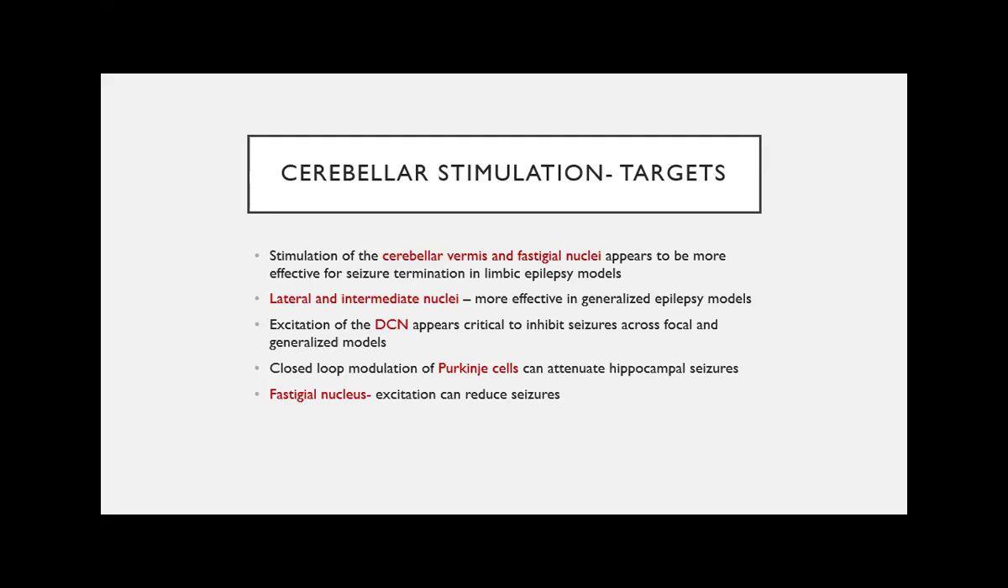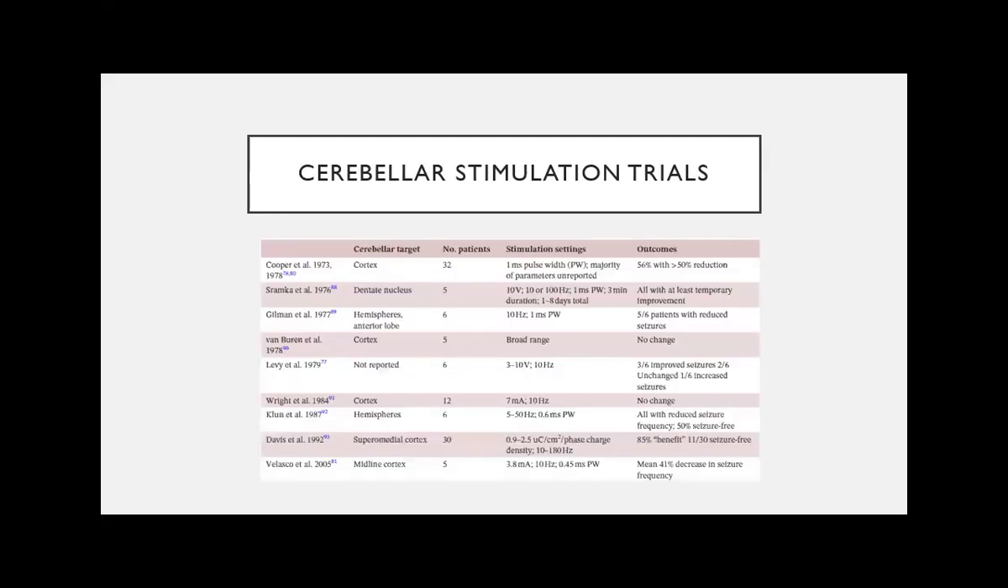And closed loop modulation of Purkinje cells is found to attenuate hippocampal seizures in TLE models. And fastigial nucleus excitation was also found to reduce seizures. These are various cerebellar stimulation trials, which initially started with cortical stimulation, where the initial cortical stimulation in animal models was found to synchronize and desynchronize EEGs. So it started with cortex. Later, it had positive as well as negative effects in various trials.